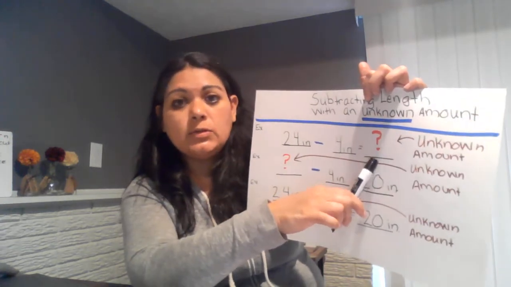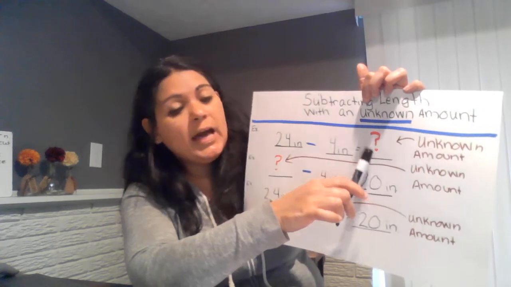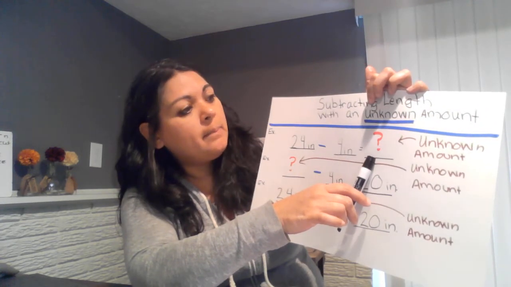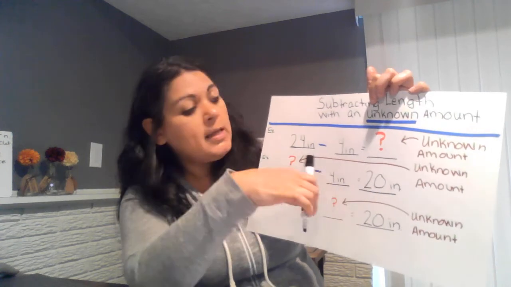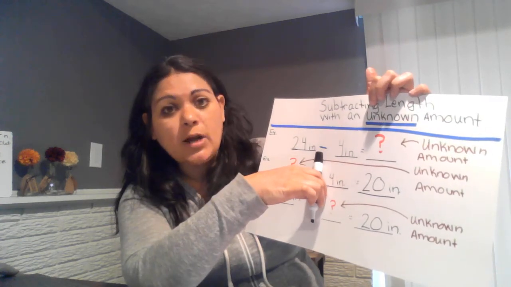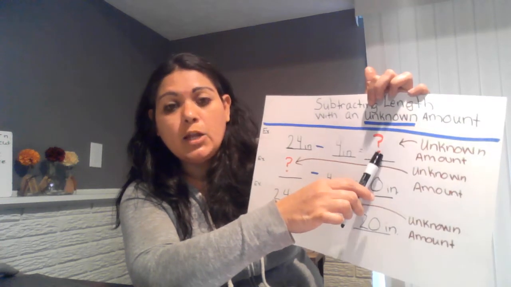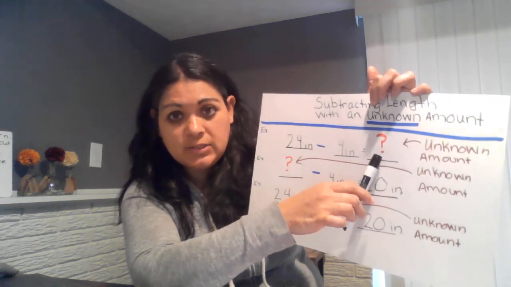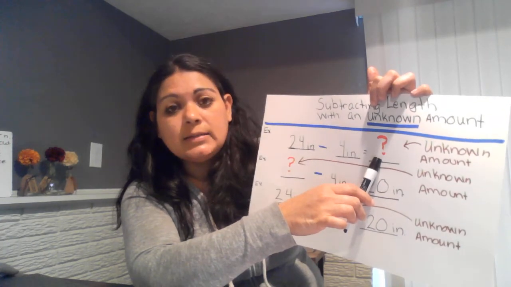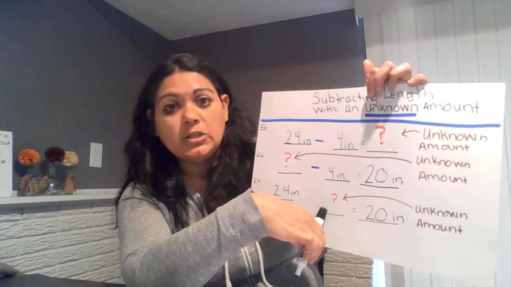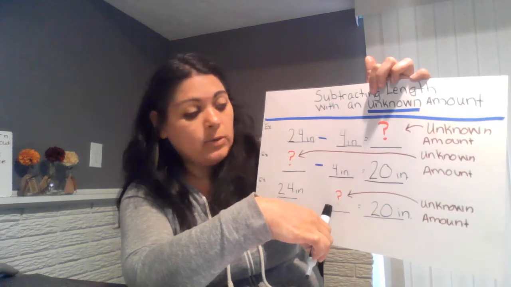Yesterday and last week you solved subtraction problems where the unknown amount was at the end. Since today we're talking about subtraction, you also found the unknown amount in the difference position last week. Today we're going to talk about the other parts of the equation where the unknown amount is going to be.